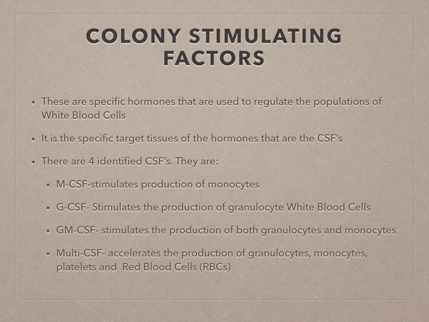M-CSF stimulates the production of monocytes. G-CSF stimulates the production of granulocyte white blood cells. Again, those would be neutrophils, basophils, and eosinophils. GM-CSF stimulates the production of both granulocytes and monocytes, so it's a combination of the two above. And multi-CSF accelerates the production of granulocytes, monocytes, platelets, and red blood cells. That one is basically just concerned with blood altogether.